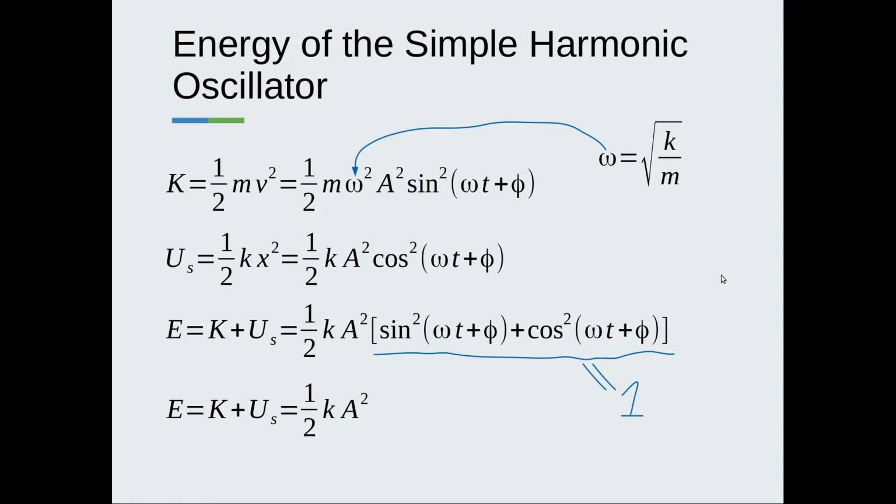And if you put them together, you can see that the sine squared function and cosine squared function, if you do the summation of them, they just equal to 1. So the total energy is actually a constant. The total energy is not changing at all. And the total energy of the system is decided by the elastic constant and the amplitude. And you are the person who set up A. So you decided how big the A is.